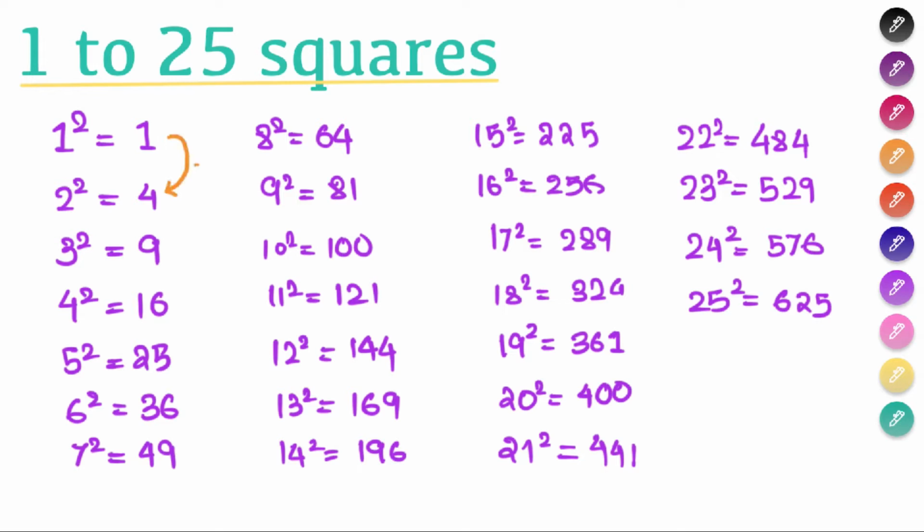You see here we add 1 plus 3 gives us 4. 1 square is 1, 2 square is 4, and 1 plus 3 is 4. 3 square is 9, so we added plus 5. 4 square is 16, we added plus 7. 5 square is 25, we added plus 9. 6 square is 36, we added plus 11. 7 square is 49, we added plus 13. So do you see the pattern? Similarly it will continue till 25 square.